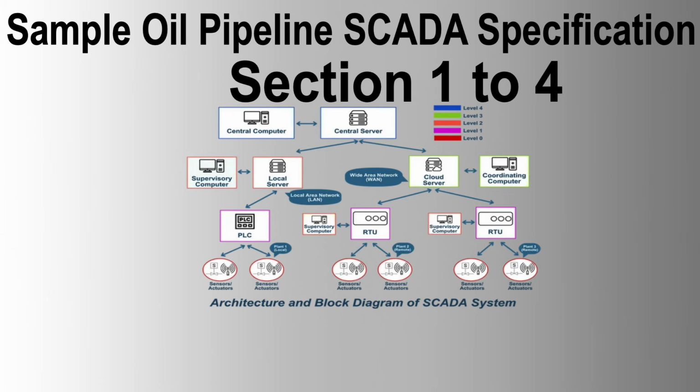4.6 Pipeline Metering. The system shall support accurate pipeline metering to monitor the flow of hydrocarbons. The metering system shall integrate with the SCADA for real-time data collection and analysis.